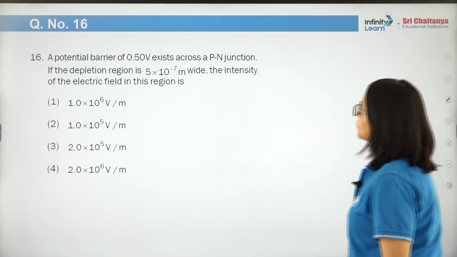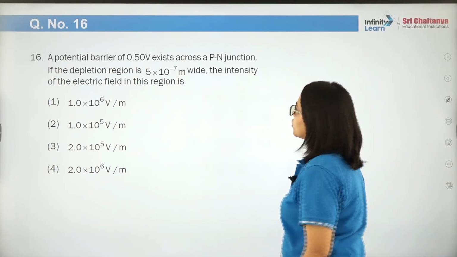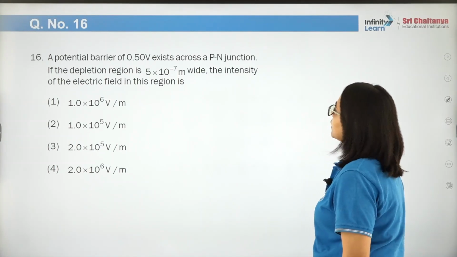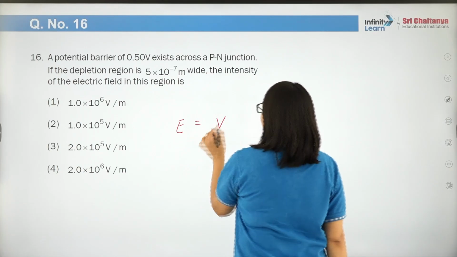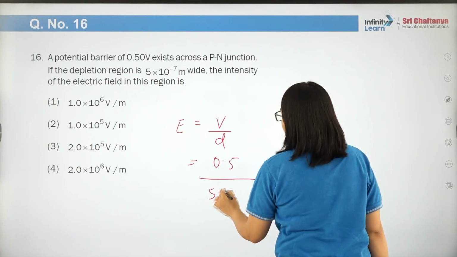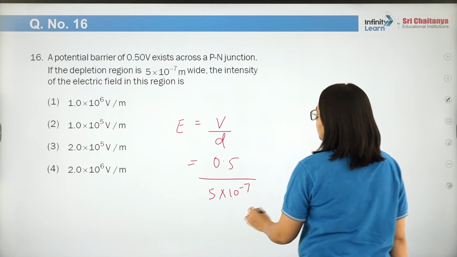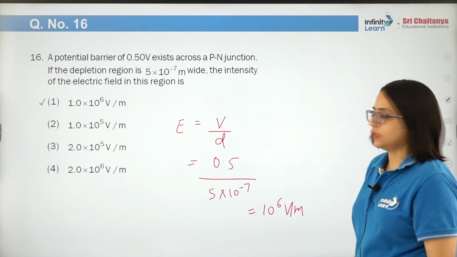Question number 16, a potential barrier of 0.5 volt exists across a PN junction. If the depletion region is this, the intensity of the electric field will be. So E is equal to V upon D. So it will be 0.5 divided by D, which is 5 into 10 power minus 7. So it will be 10 power 6 volt per meter, which is option 1.